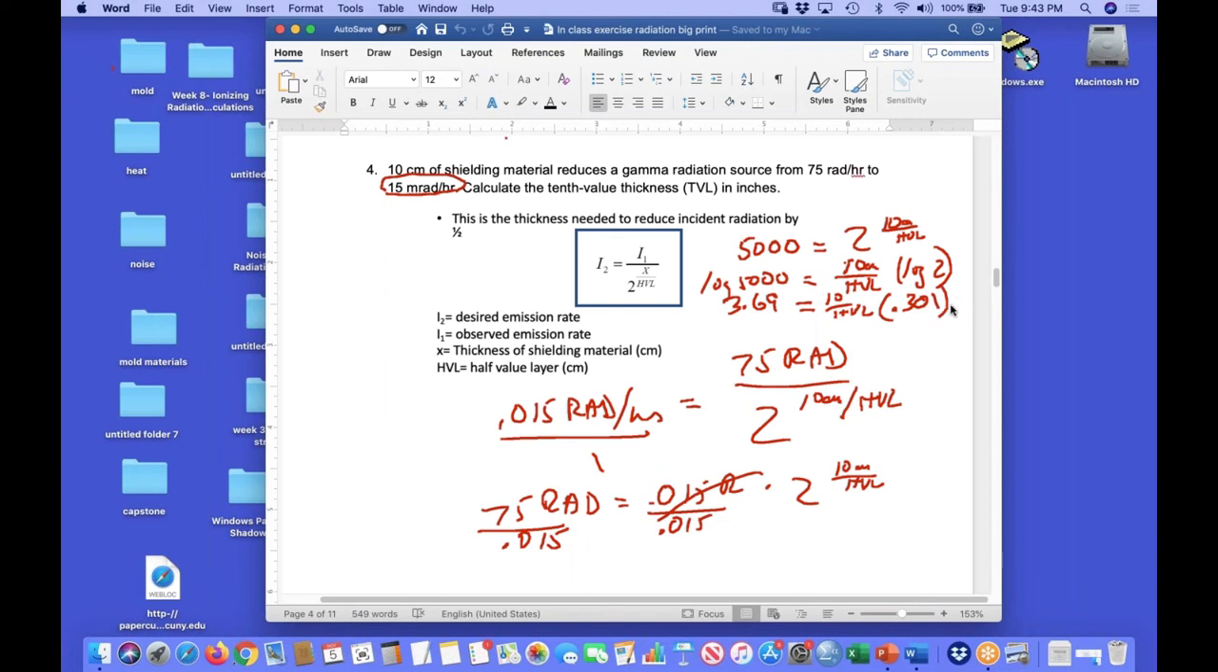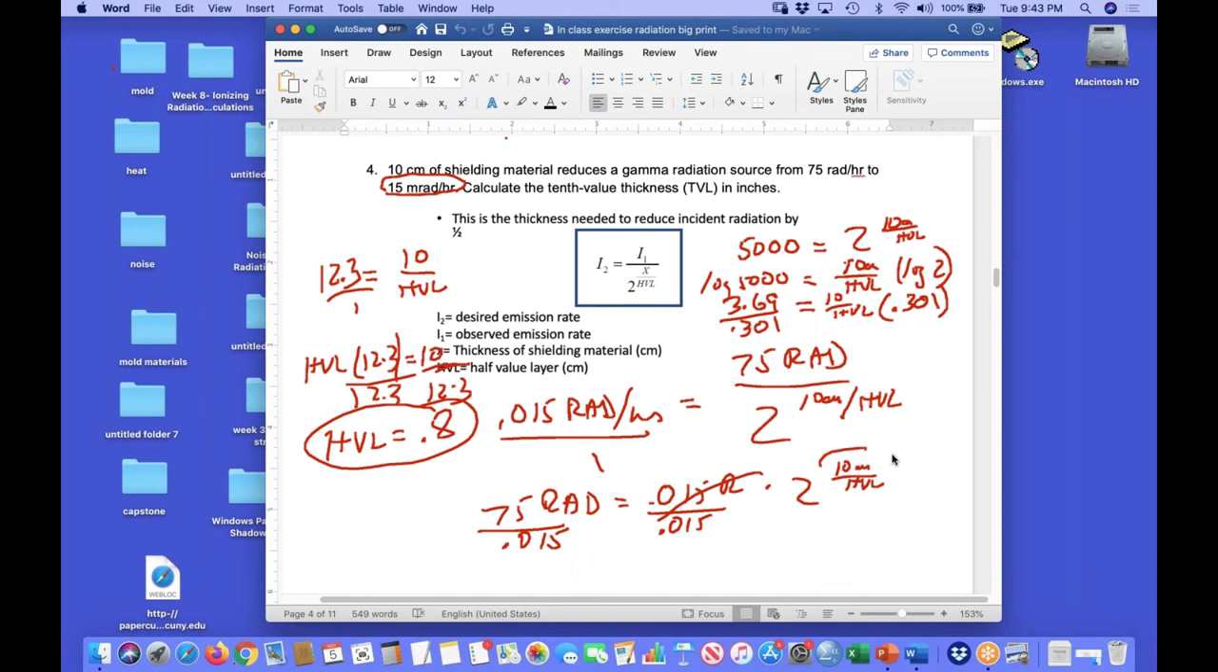Okay, so let's see, divide by 0.301. And what is 3.69 divided by 0.301? I'll call it 12.3 for argument's sake. Okay, so the half value layer times 12.3 is equal to 10, and divide by 12.3. So the half value layer is equal to 0.8. A little less than one, right? Yeah, 0.8 something. Okay, so roughly about 0.8. And what are the units here? They're centimeters. Okay, so that's the half value layer.